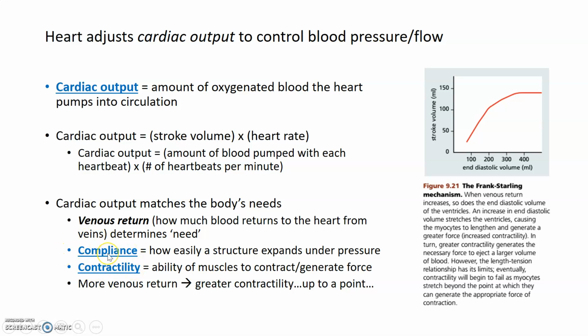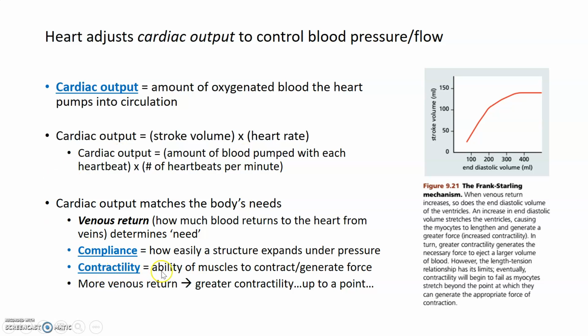And so compliance is basically a measure of how easily a certain structure can expand under pressure. And when we're talking about cardiac output, what we're really focusing on is the compliance of the heart chambers, right? So a structure like the heart chambers needs to have a certain amount of compliance so that it can expand and fill with blood in order to respond to needs. And the more compliant these tissues are, the more blood that can fill up the chambers of the heart, and therefore the more blood that can be pumped with each heartbeat, or the higher the stroke volume.